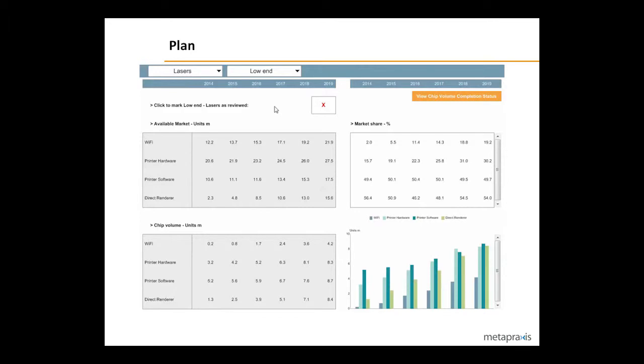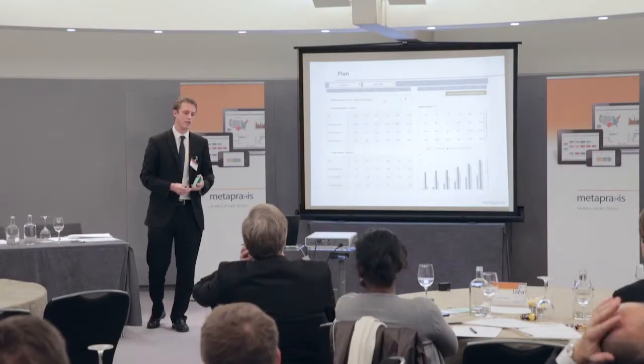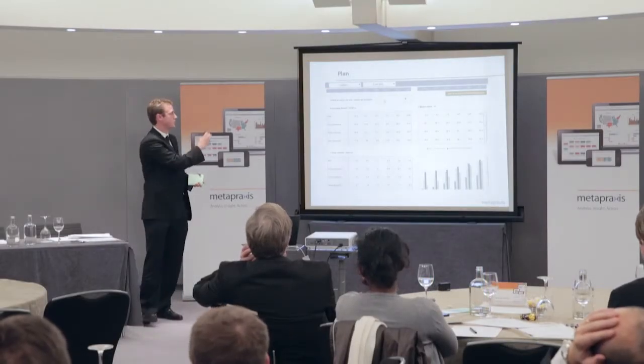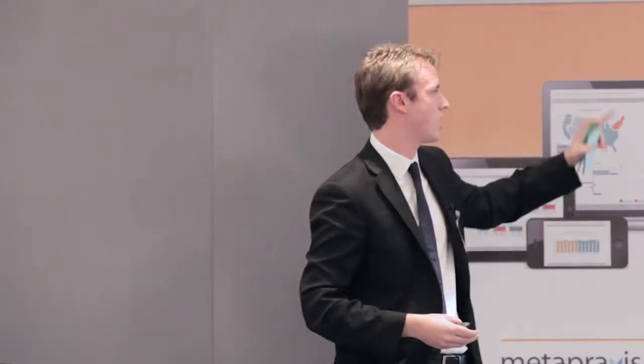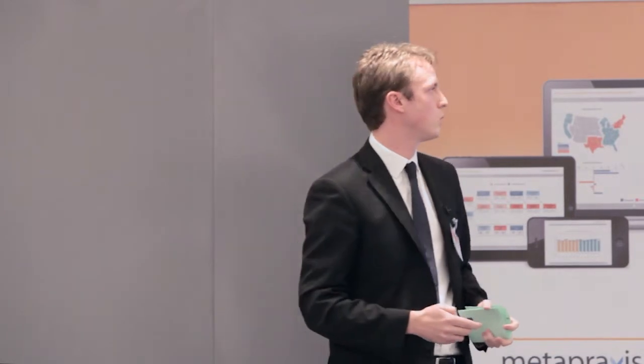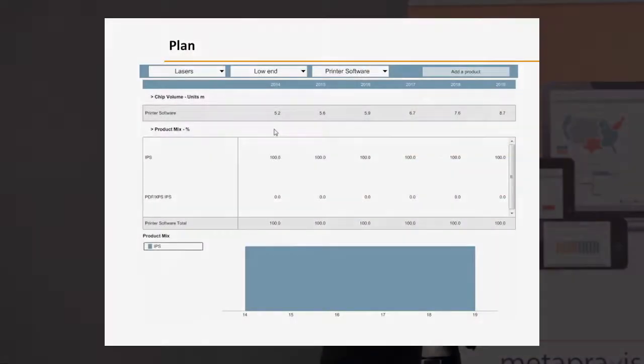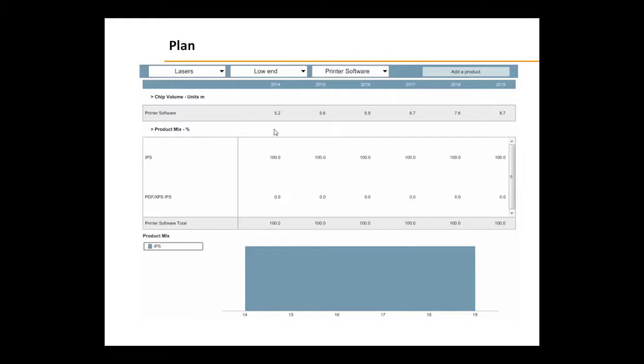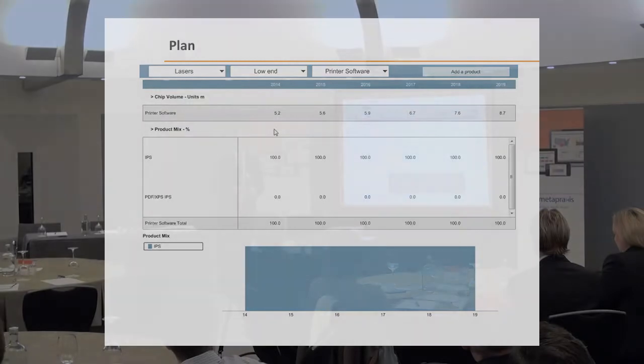The market's been split in the plan between high-end, mid-range, low-end. And we've got different types of technology that have been defined in the plan as being available in the laser printers. There's Wi-Fi, there's printer hardware, there's printer software, and there's direct renderer. So the management can assign market shares to each one of those technologies independently. And then when we flow through, we can then focus on one technology within one end market. Now we're looking at printer software within the lasers market.